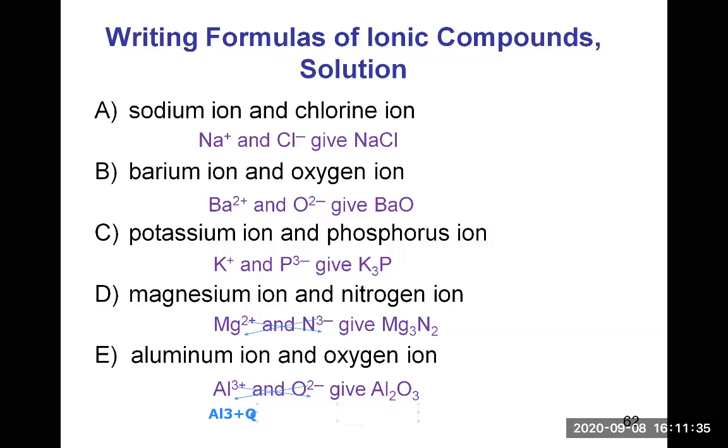Sorry, this is not placed where it should be. And another O2-. So we need 3 oxide ions to have 6 negative charges in total, and we need 2 aluminum ions to have 6 positive charges in total. And so the formula is then Al2O3.